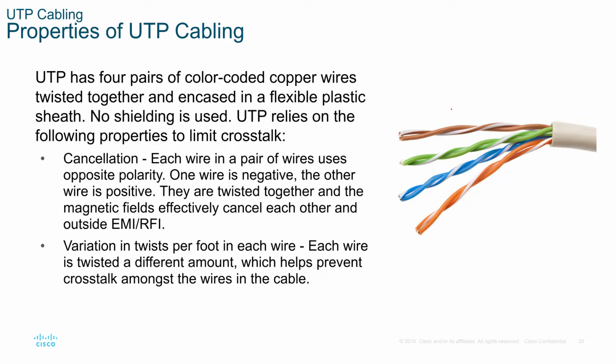UTP relies on the following properties to limit crosstalk. First, the cancellation effect. Each wire in a pair of wires uses opposite polarity. One wire is negative, the other wire is positive. They are twisted together, and the magnetic fields effectively cancel each other and outside EMI and RFI. Second, variations in the twist per foot in each wire. Each wire is twisted a different amount, which helps prevent crosstalk between the wires themselves.